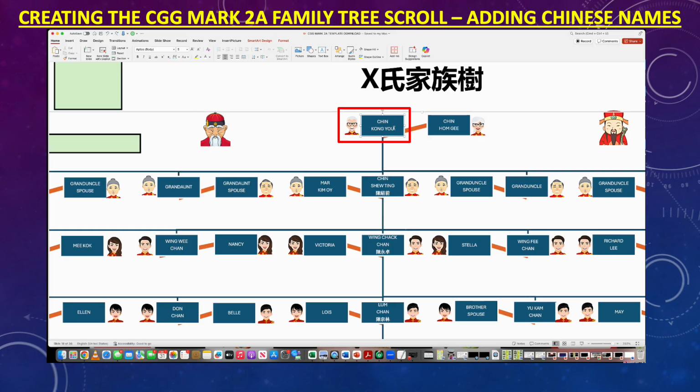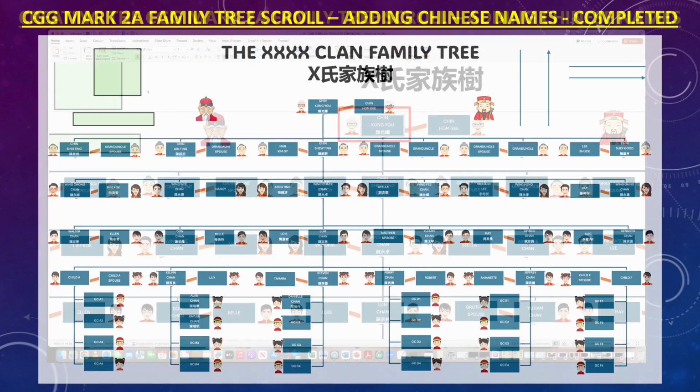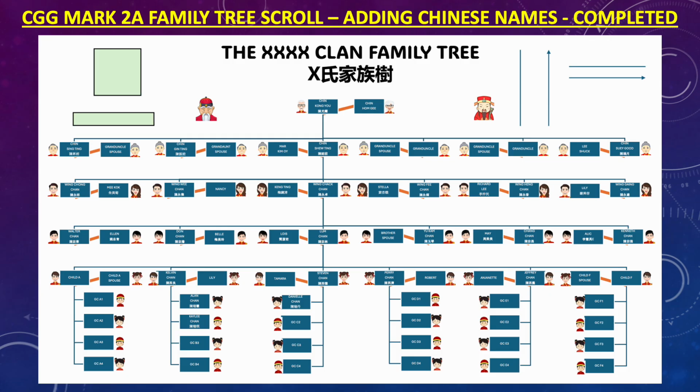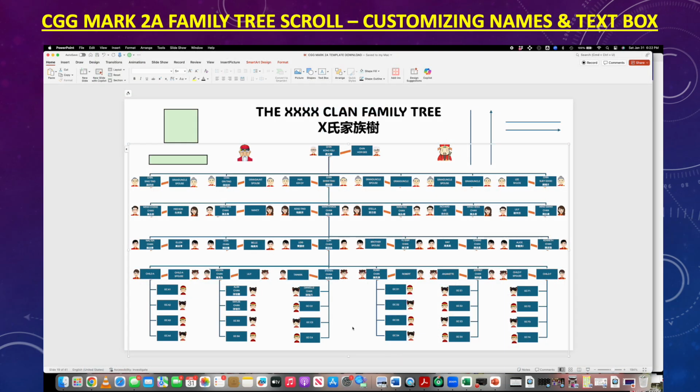Place the cursor in the text box where you want to place the Chinese name. Click on the Paste tab. Click Use Destination Style. The Chinese name will be inserted into the text box. Repeat for all individuals you have Chinese names for. Adding Chinese names. Completed. Creating the CGG Mark IIA family tree.